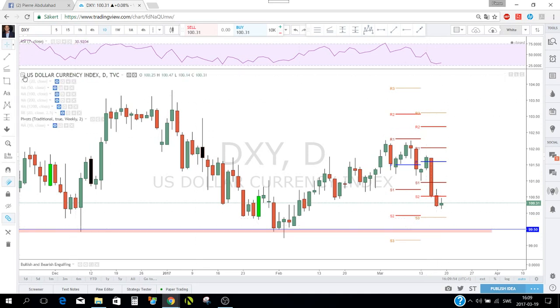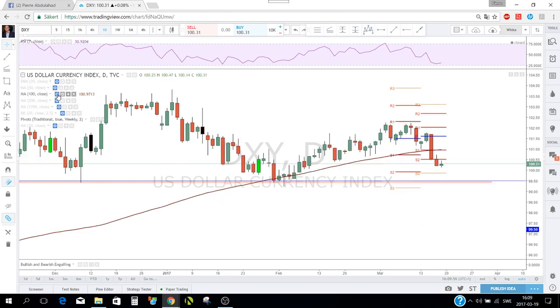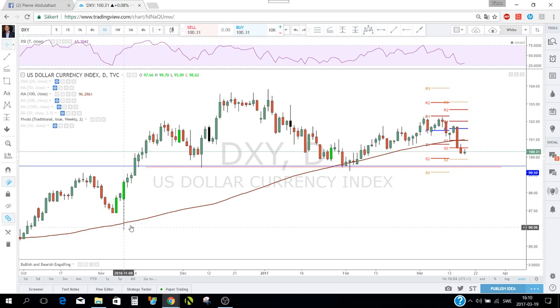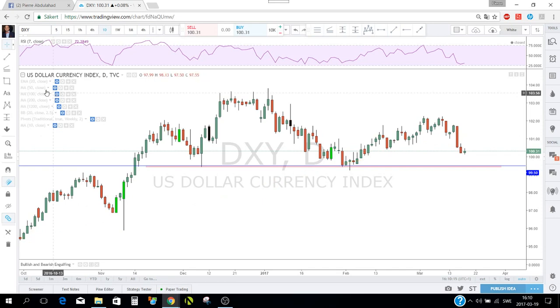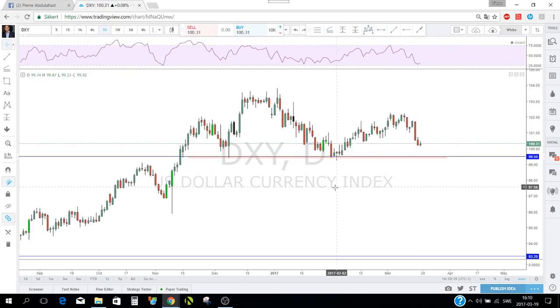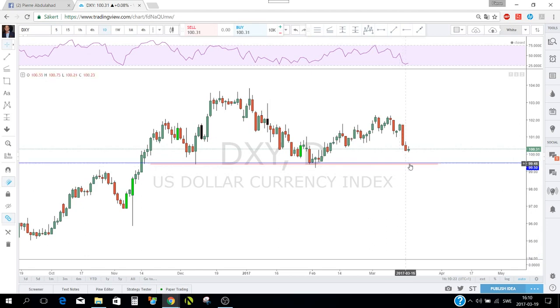And another thing happened on the daily, that we broke this 100 moving average, which used to be important. As you see here, price has been respecting this moving average, but now we broke it and we traded below the 100 moving average for 2 days. So what I'm looking at now is this structure down here. We're going to go down to the 4-hour and look at this, yeah.